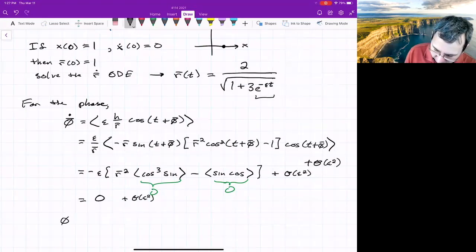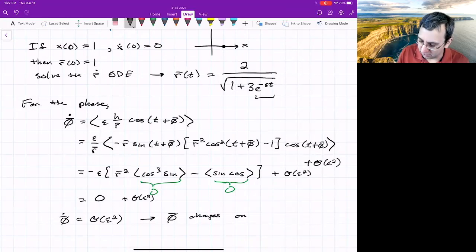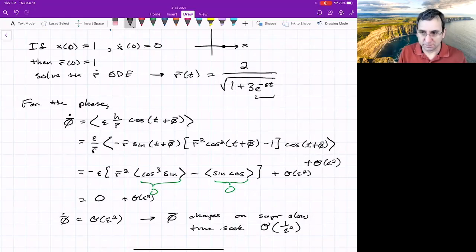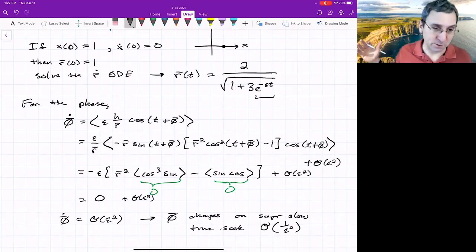So if we want, phi bar dot is something of order, if it does change at all, it'll be in order epsilon squared. What does that mean? That means phi bar changes on a super slow time scale of order 1 over epsilon squared. We say super slow, that means super long. So if it changes order 1 on a time scale that's 1 over epsilon squared, and epsilon is very small, 1 over epsilon squared is very, very big.